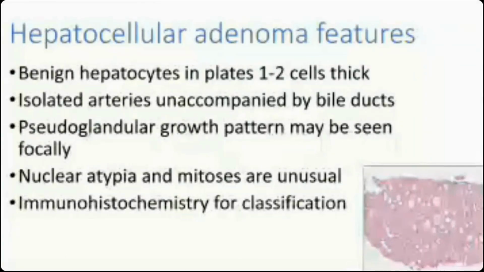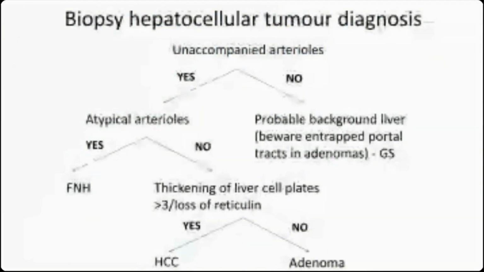You shouldn't have any significant nuclear atypia. There shouldn't be any mitosis unless it's very hemorrhagic. And immunohistochemistry, as we've seen, is used for classification. This is just to highlight the importance of unaccompanied arterioles. So if you have a targeted liver biopsy and you're not sure where the lesion is, look for these unaccompanied medium-sized arterioles. Unaccompanied means that they don't have an associated bile duct. So normally, as in the lung with the bronchi, in the liver the arteriole has an accompanying bile duct, and they should go in pairs.